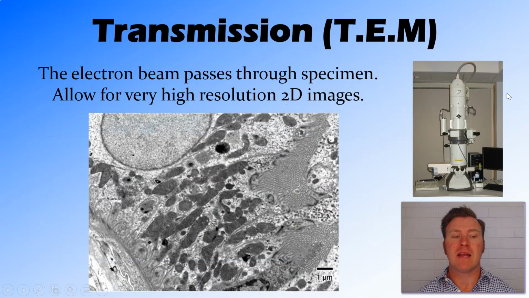Now there's two main electron microscopes. The transmission electron microscope works quite similarly to a compound light microscope, where the source of electrons is on one side of the specimen and is shone through the specimen, and then the receiver is on the other side, so that the beam is being transmitted through the specimen. Now this is a really good way to get very high magnification, two-dimensional images.